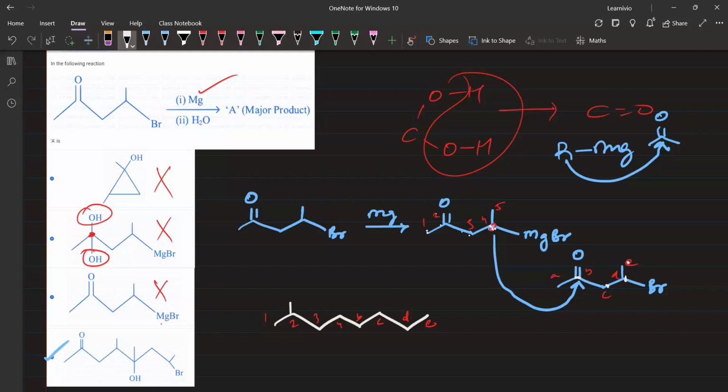Now let us look at the second carbon atom. Second carbon atom and ketone. Is there anything happening here? No, nothing is happening there. In the third carbon atom, there's nothing. In the fourth carbon atom, we have the fifth carbon atom. So I will write the fifth carbon atom here.